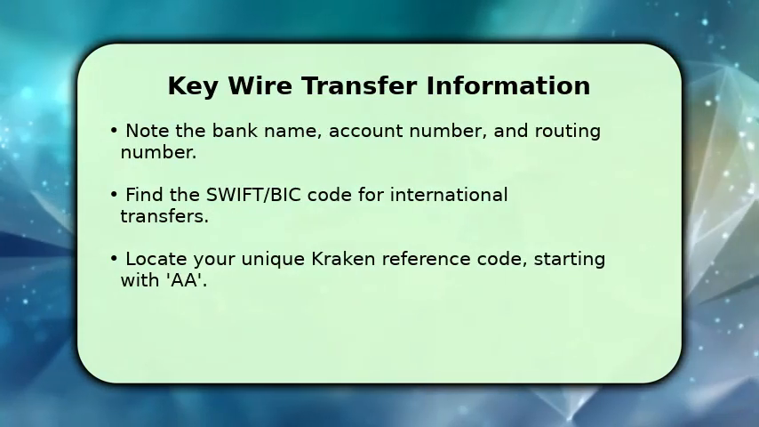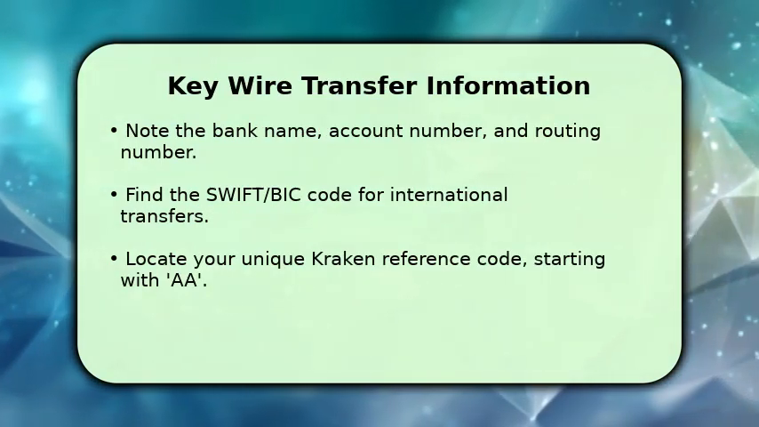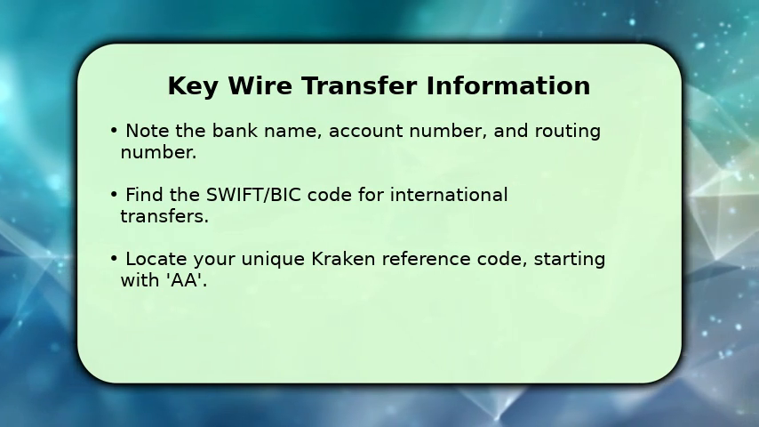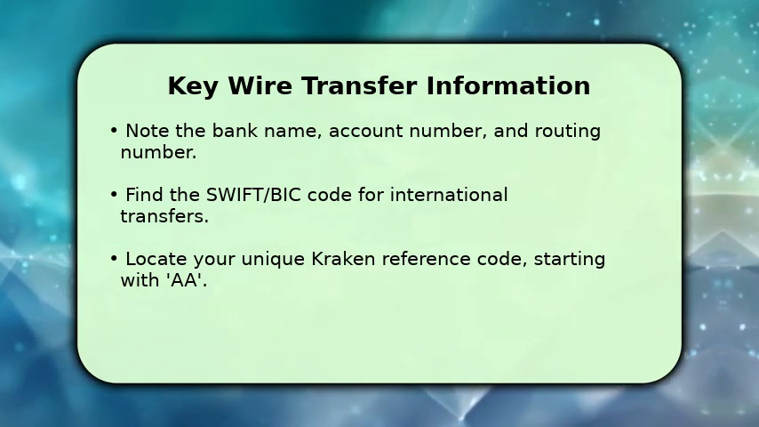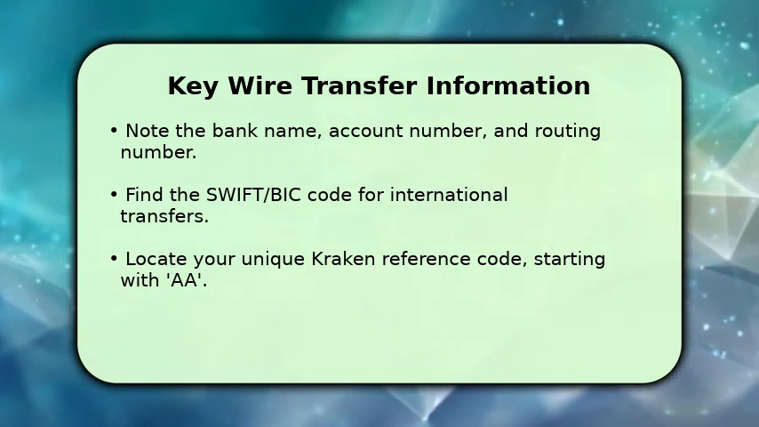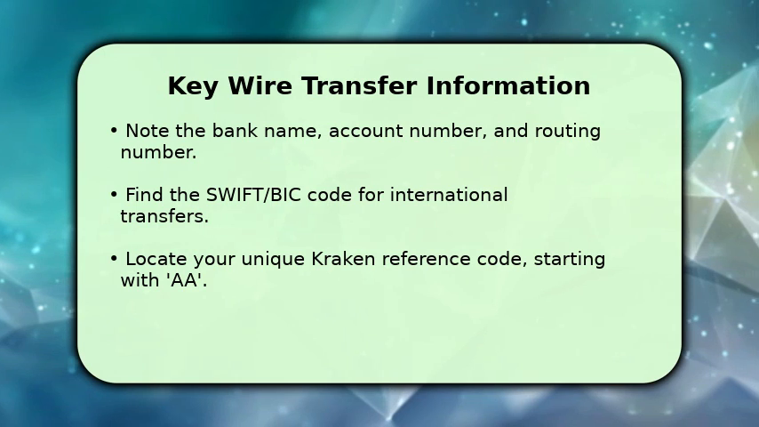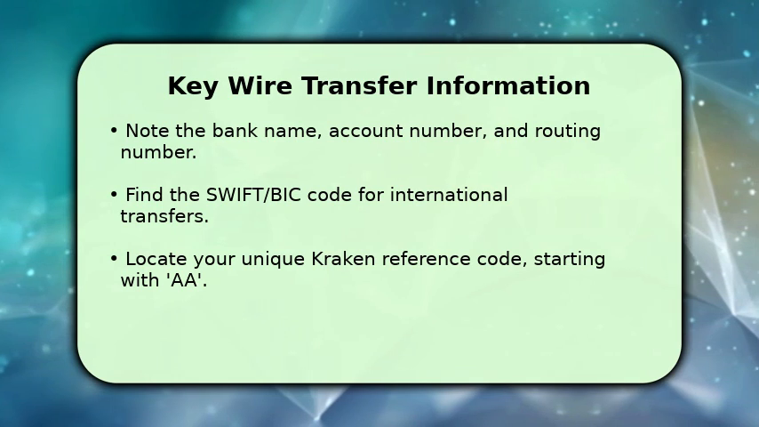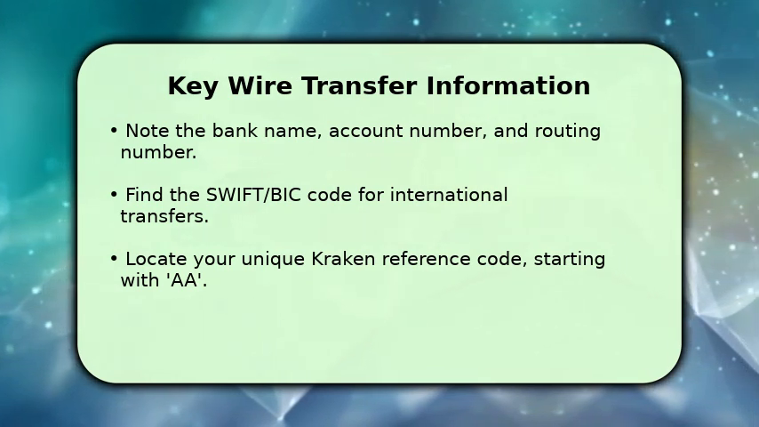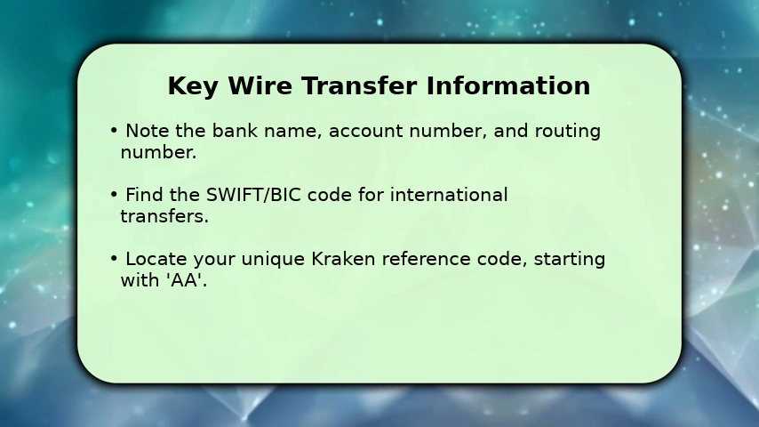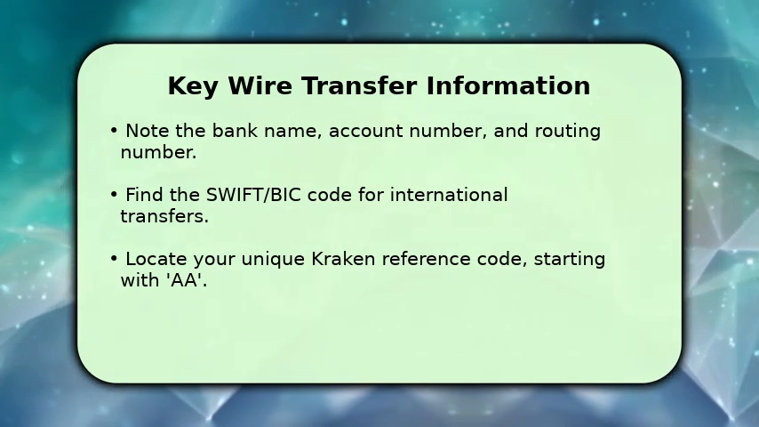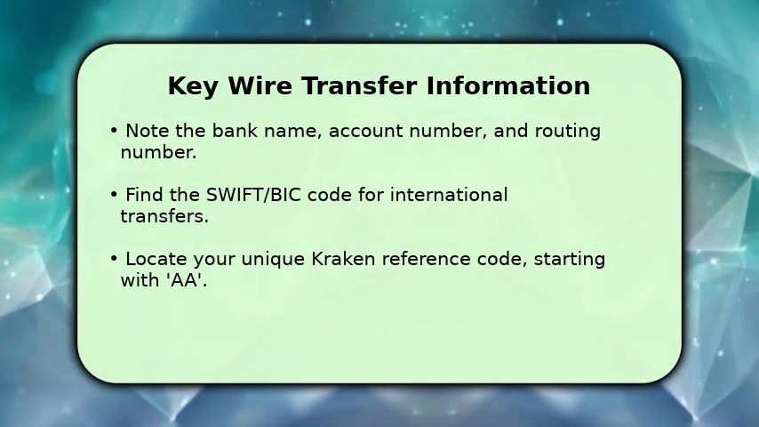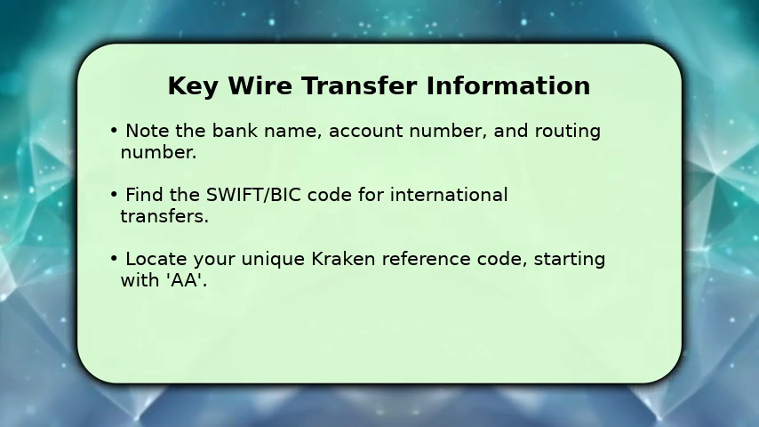Once you select the banking partner, Kraken will display all the necessary wire details. This includes the bank's name, account number, and routing number for domestic transfers. For international wires, you will also find the SWIFT or BIC code. Crucially, locate your unique Kraken reference code, which begins with AA and is 16 characters long. Remember, there's often a minimum deposit, typically $10 for many currencies.